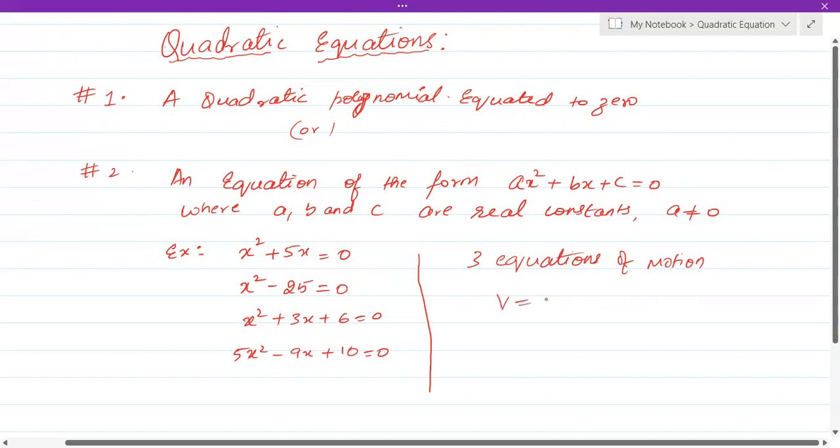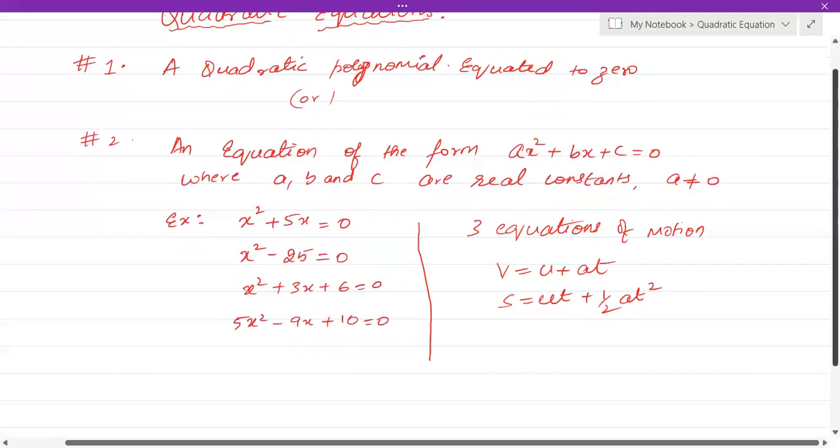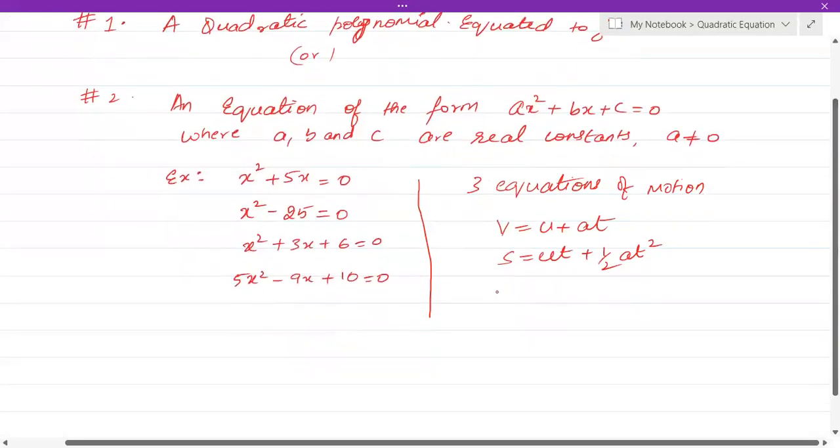One was v equals u plus at, and s equals ut plus half at square, and the other one was v square equals u square plus 2as, isn't it? In this, the second and the third equations are actually quadratic equations. If you consider t in the second equation, what is the highest power of t? The highest power of t is 2, which means the degree is 2. So this is a quadratic equation.